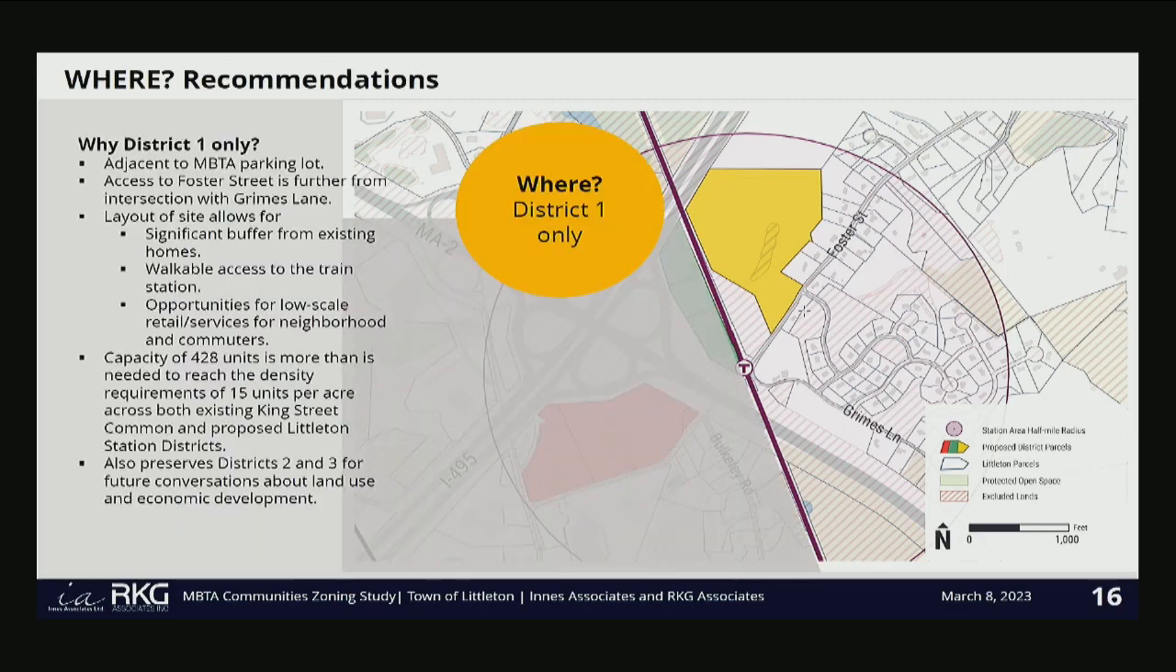So why District 1? As I mentioned, it's adjacent to the MBTA parking lot. The access to Foster Street that you will see on this test is further away from the intersection with Grimes Lane.